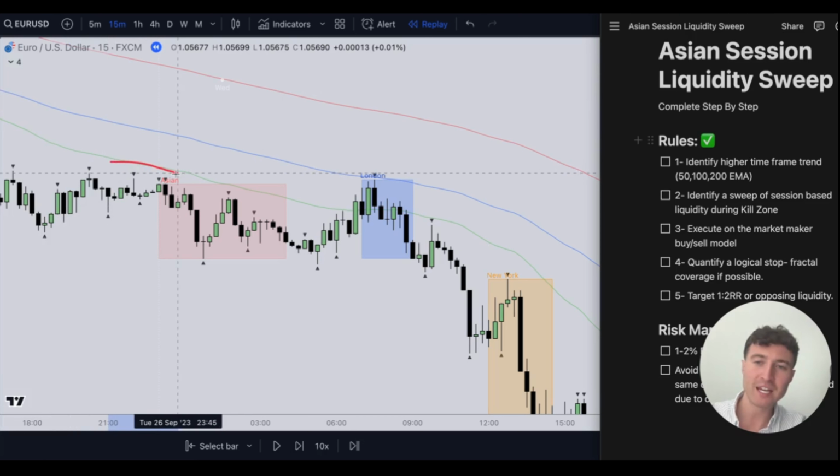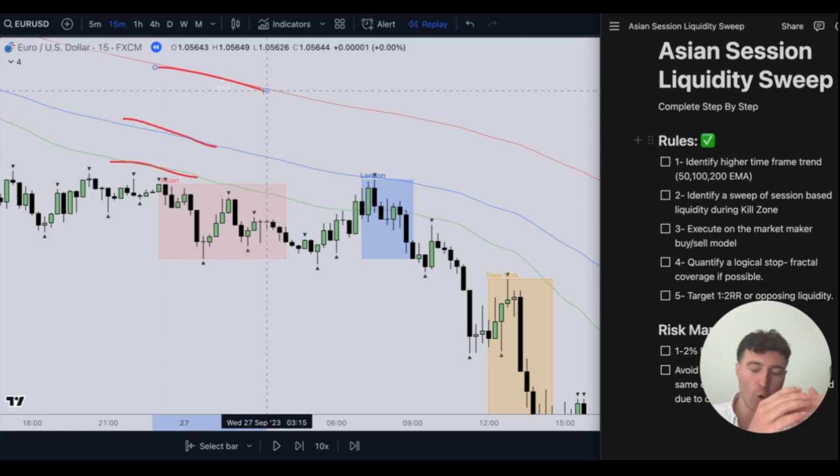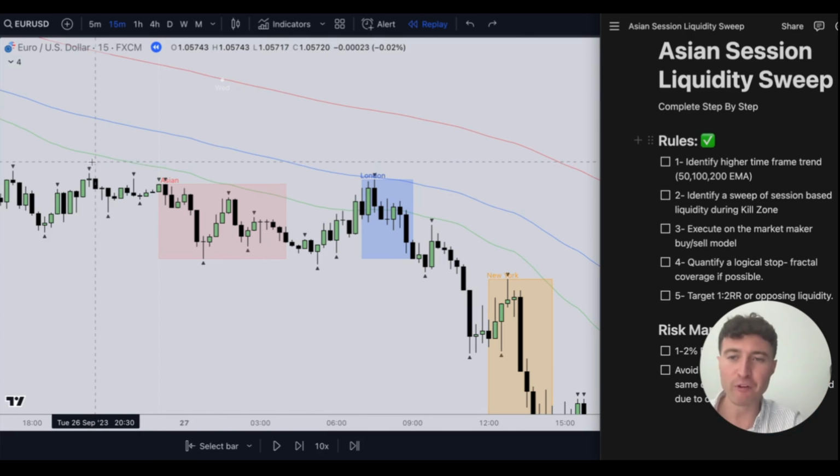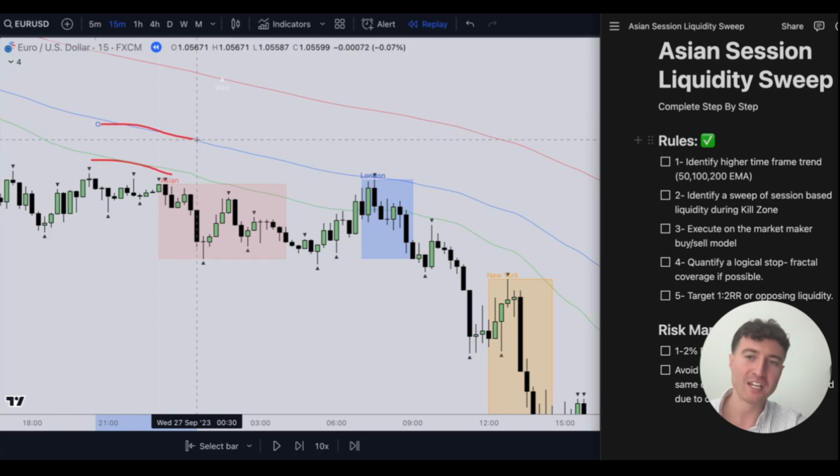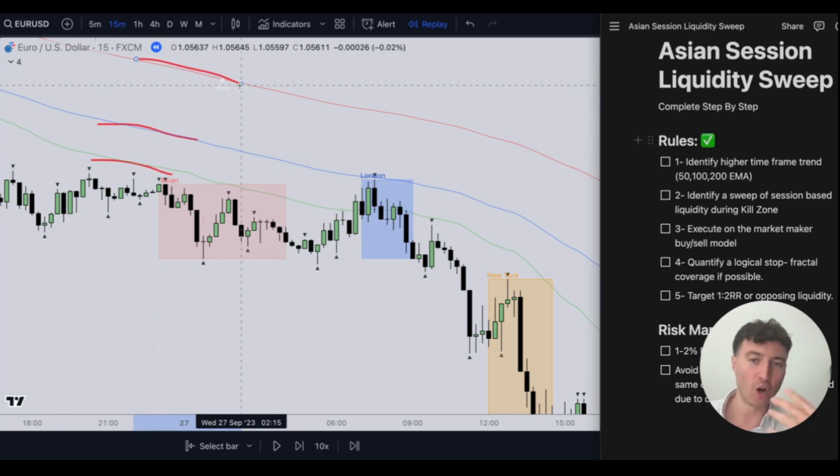So if the 50 is below the 100, is below the 200, i.e. they are all in order, this indicates that we are in a sell bias market. Therefore, we are only looking for shorts if this is occurring, okay? So if the 50 is on the bottom, the 100 is in the middle, and the 200 is on the top, that indicates to us as traders that the momentum on the higher time frames is actually to the downside. Therefore, in terms of a probabilistic approach, we are best off looking for shorting opportunities because price is more likely to go to the downside, okay?